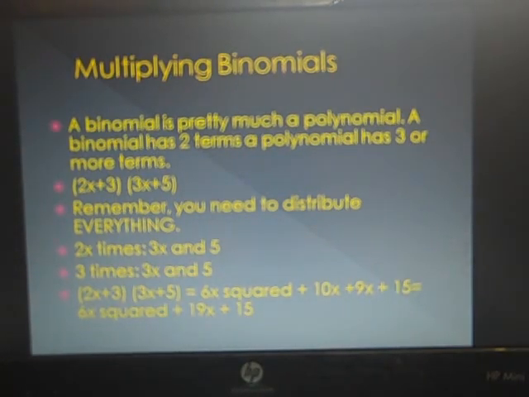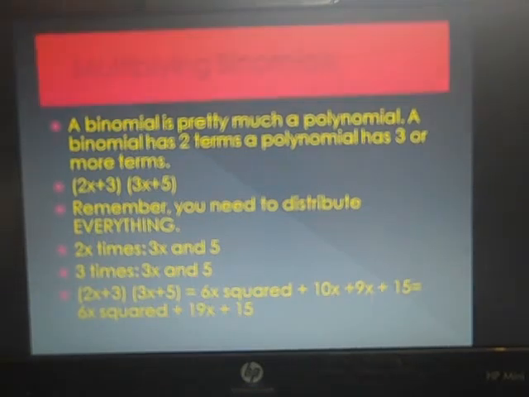Multiplying binomials. A binomial is pretty much a polynomial. A binomial has two terms and a polynomial has three or more terms. For example, the quantity 2x plus 3 times the quantity 3x plus 5. Remember, you need to distribute everything. 2 times 3x and 5, 3 times 3x and 5 equals 6x squared plus 10x plus 9x plus 15 equals 6x squared plus 19x plus 15.